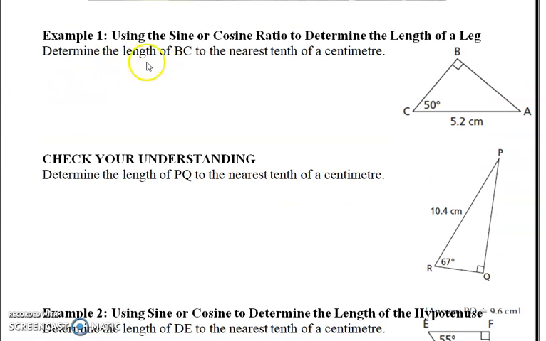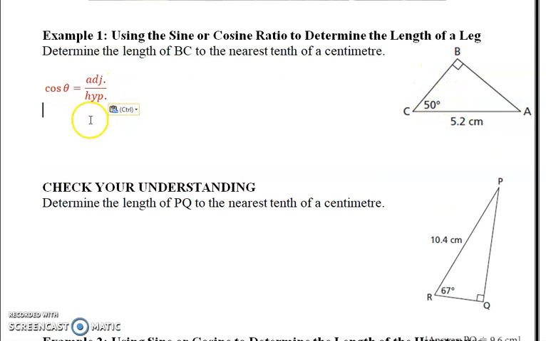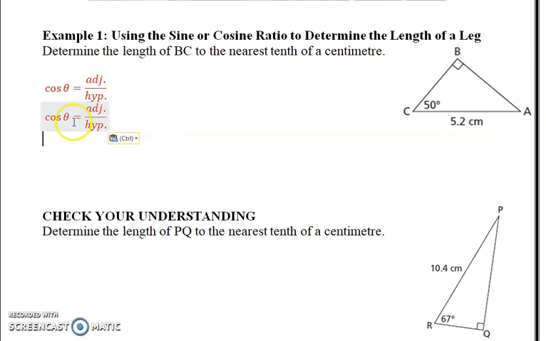So it says example 1, using the sine or cos ratio to determine the length of a leg. In this case we're looking for BC. We're given 50 degrees, which is C, and we're given the hypotenuse, so we're looking for BC. The length from B to C is the adjacent side with respect to 50 degrees, so we're looking at the cos ratio. Okay, so let's plug in what we know.